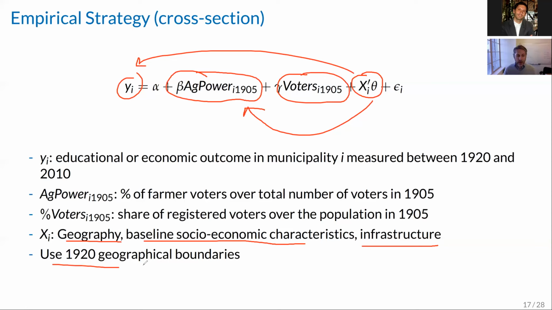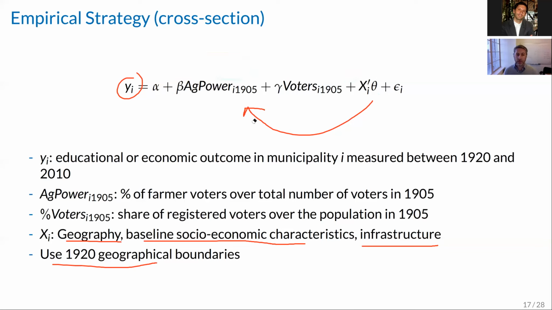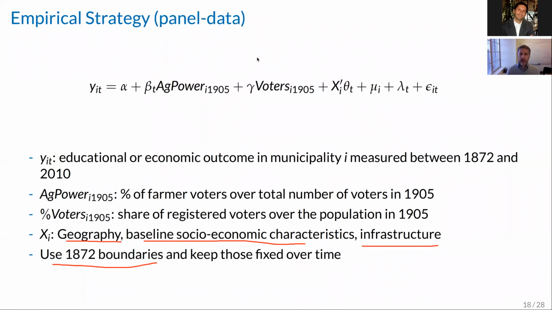And here we're using the 1920 geographical boundaries. We're going to run a bunch of cross sections starting in 1920, going all the way to 2010, allowing us to see how these coefficients evolve over time. Okay. The second analysis is we're actually going to stack the data one on top of the other.